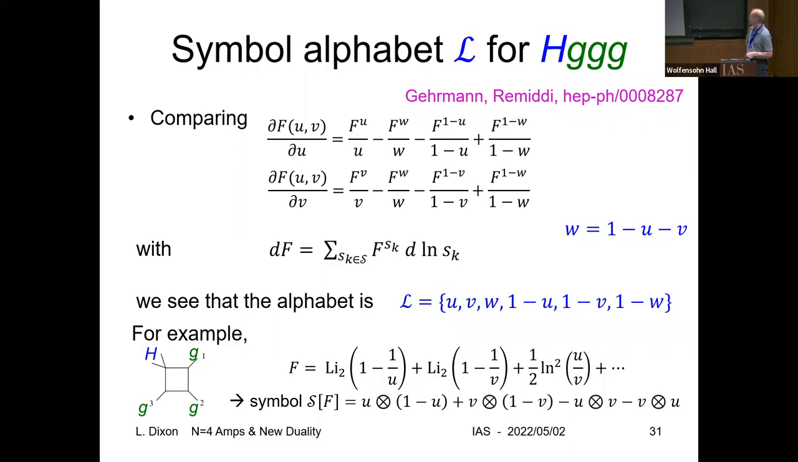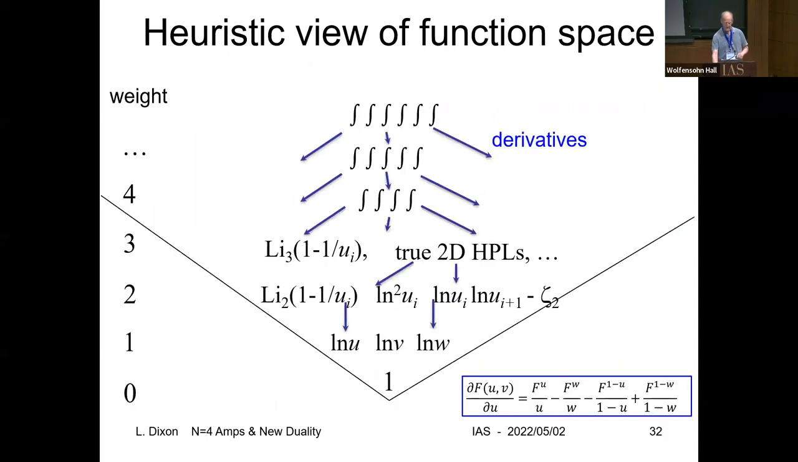For example, this function here, if you go through and take its derivative and calculate the symbol from it, you find that it has a u tensor 1 minus u and a v tensor 1 minus v. And the cross terms come from the minus log of u times log of v. But all the functions will live inside the space defined by these symbol letters. But with a lot more restrictions, it turns out. Anyway, this is just some heuristic view of what the function space looks like that we bootstrap in.